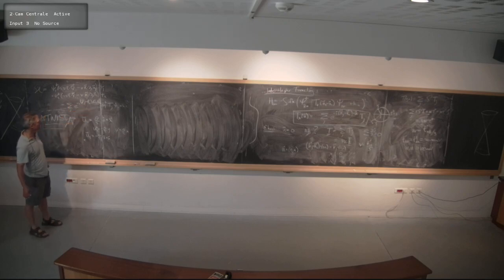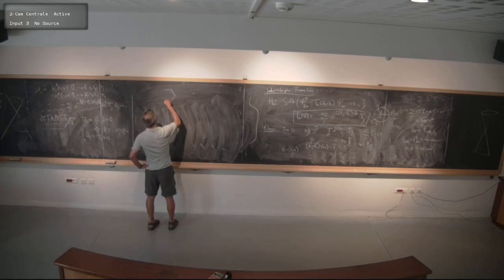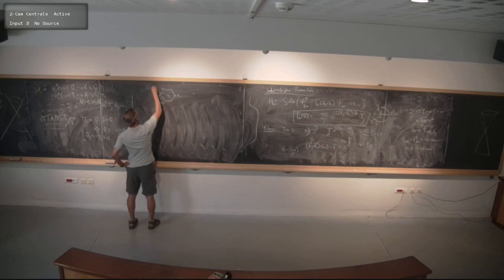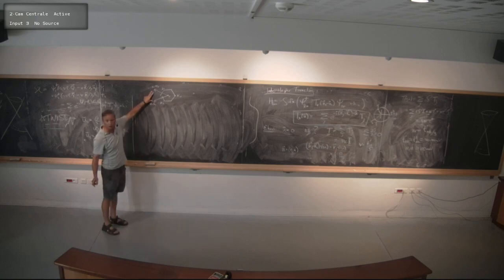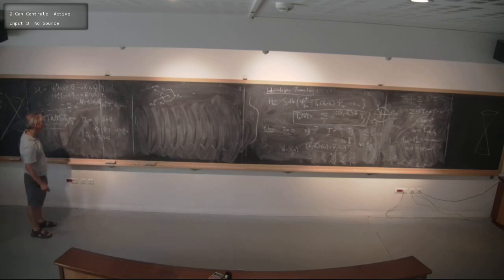What are these vectors? Maybe it's helpful to draw them. Remember, this is k0, this is k1, this is k2. So k0 minus k0 is just 0. k1 minus k0 is this vector, and k2 minus k0 is this vector. All three of them are reciprocal lattice vectors, so it's periodic.